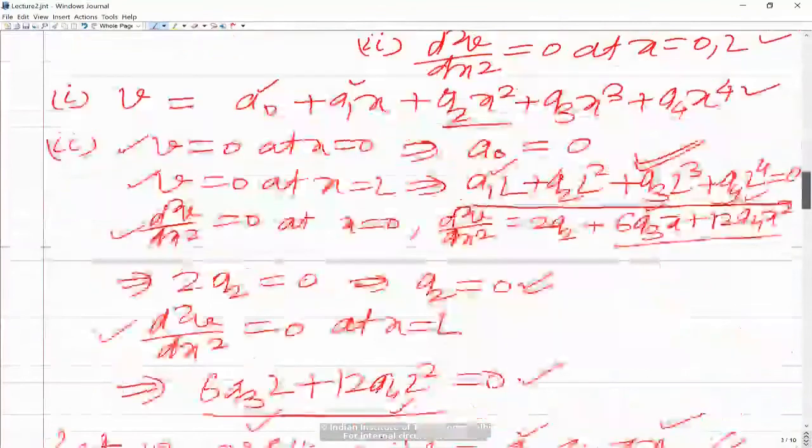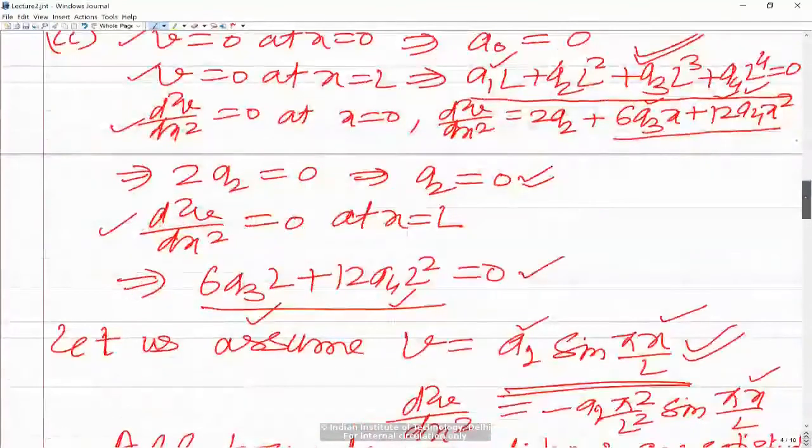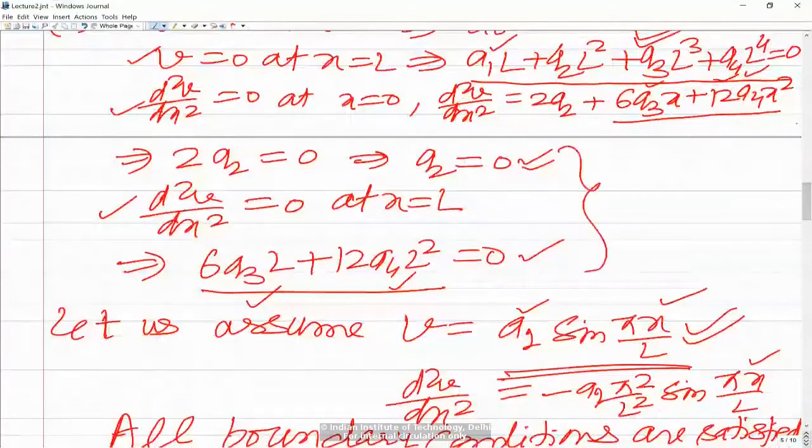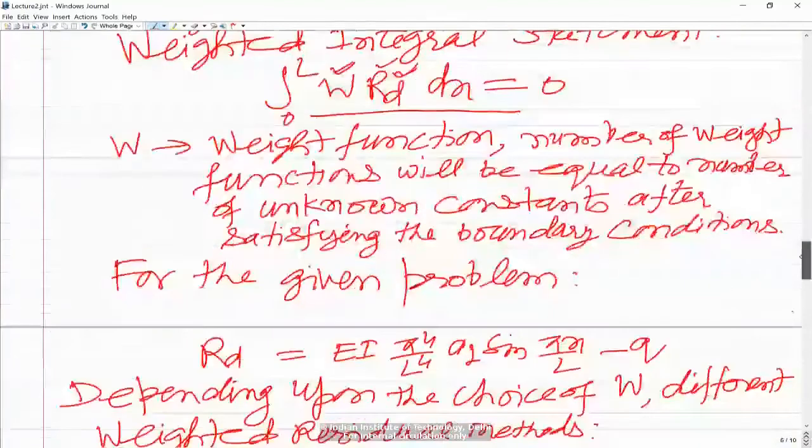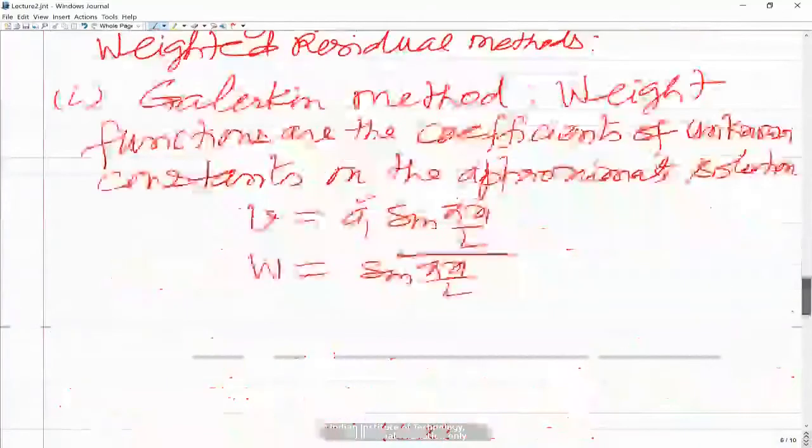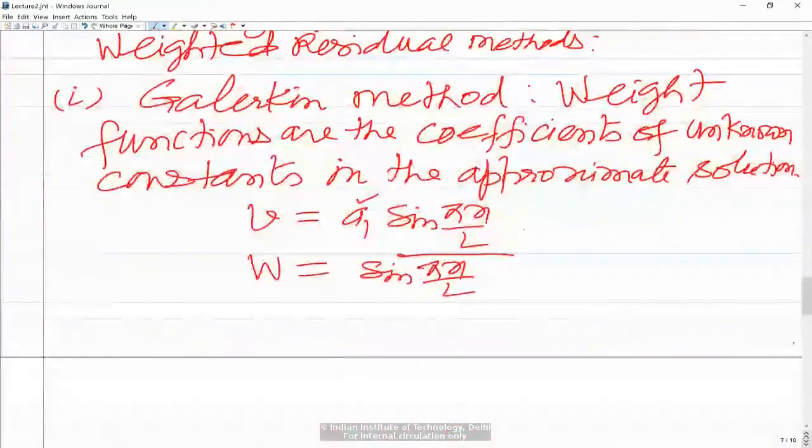Similarly, I have given you this as an assigned homework problem. Whatever I say, of course you must do; those are important things which I leave for you. In this, after eliminating a3 and a4, you will get the approximate solution in terms of the unknown constant a1. The weight function will be the coefficient of a1. And where we have assumed the approximate solution as a1 sine pi x by l, the weight function w is sine pi x by l, which is the coefficient of a1.